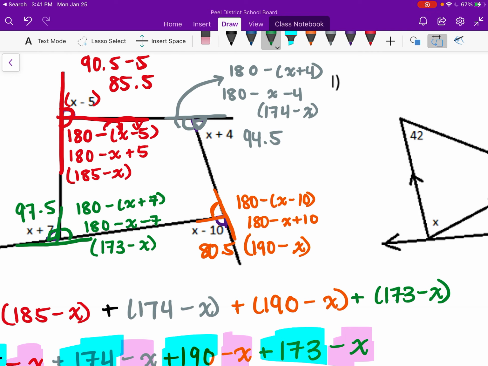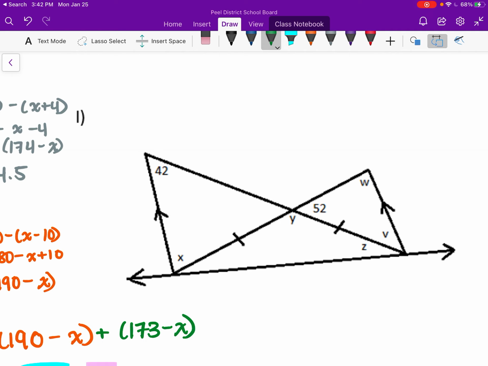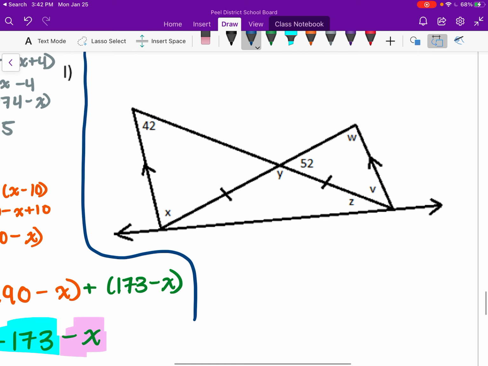Okay, and that's my answer. It adds up to like 359, 358, which is really close to 360. That's because we have a lot of error from subtracting and adding and rounding. Okay, all right. So if we go here, we're just going to do this last one, and we're going to use a lot of our theorems here as well.